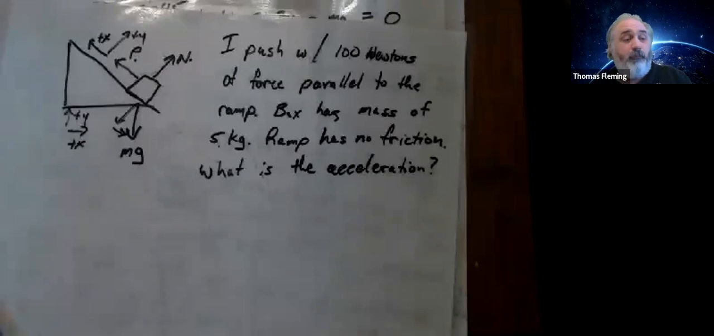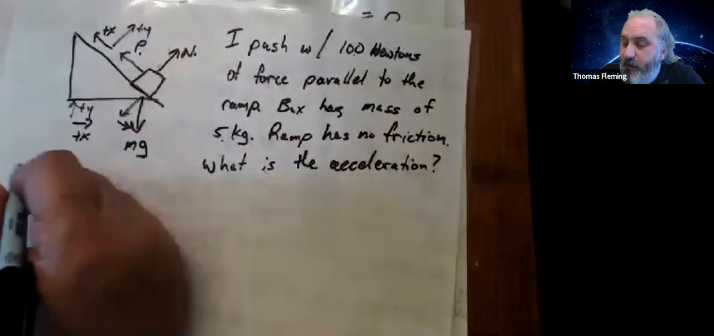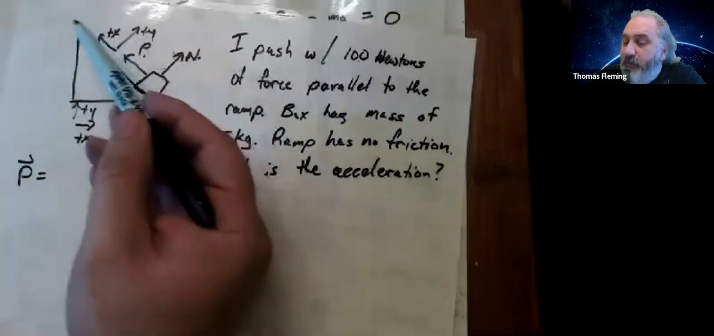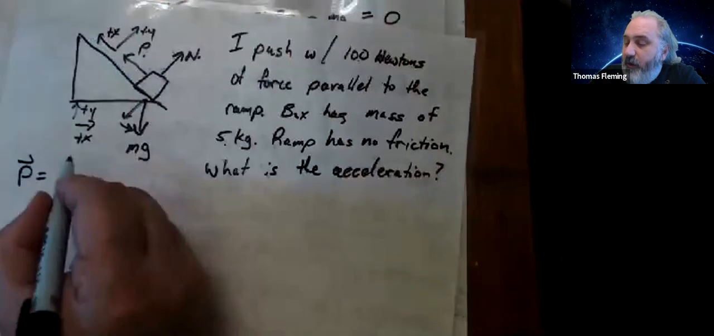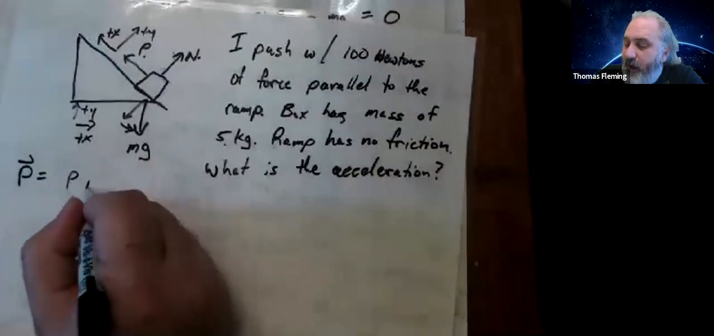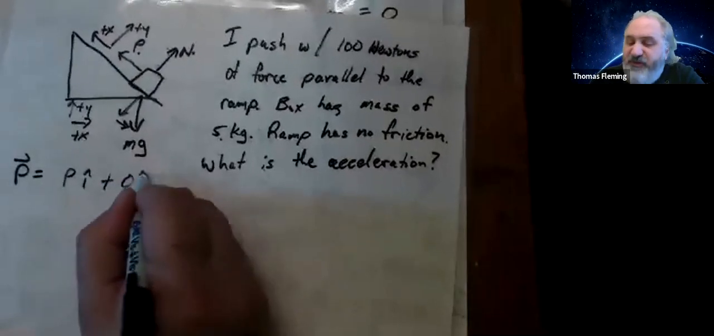Awesome. So with that in mind, let's break my forces into their components. What are the components of P? Well, P is only in the x direction, but it's not in the y direction. So it's whatever the push is, 100 newtons, so I'm going to call that P, I hat, but it's 0 J hat.